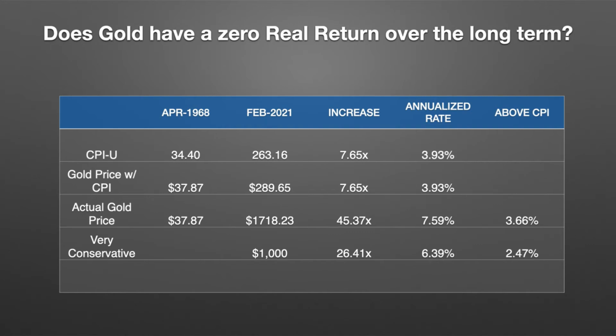So what are we to make of this? Over a pretty long period of time, 53 years, gold had somewhere like 2.5% to 3.5% more increase. Does that mean that gold actually had a positive return over the long term?